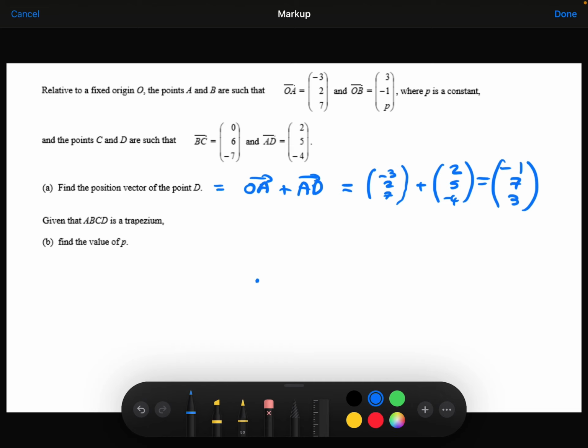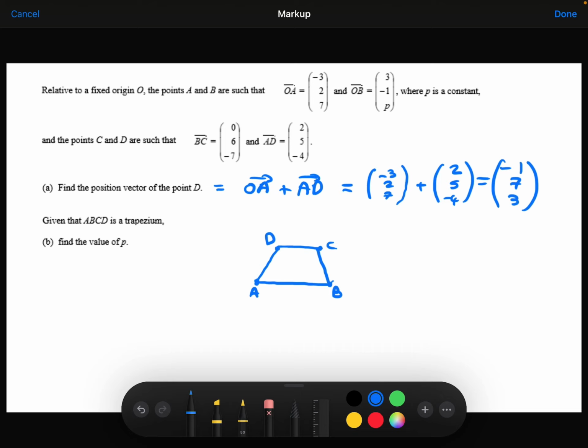So A, B, C, D. So this is just a random trapezium I'm drawing here. In real life, the trapezium won't look like this, but that's fine. It doesn't matter how accurate this sketch is. The point is that with a trapezium, two opposite sides are going to be parallel.